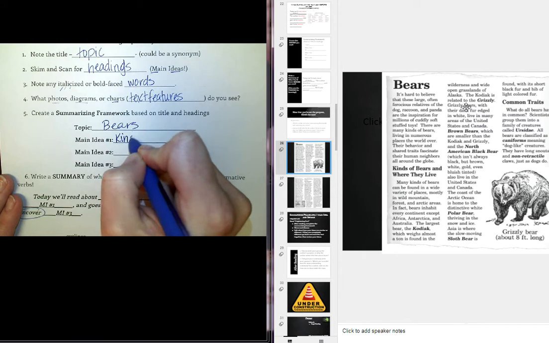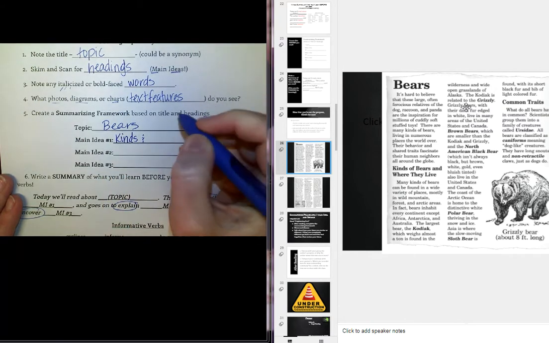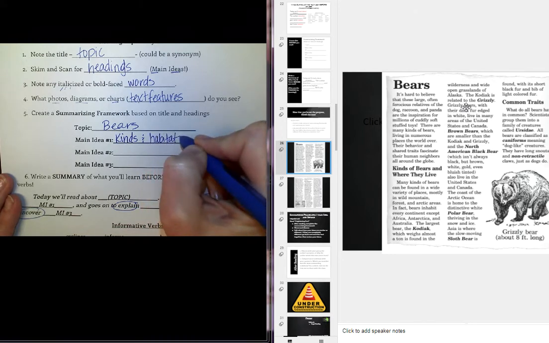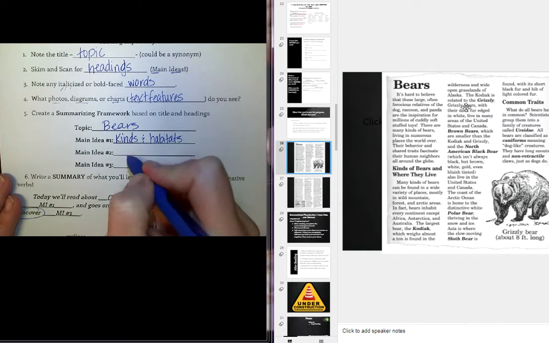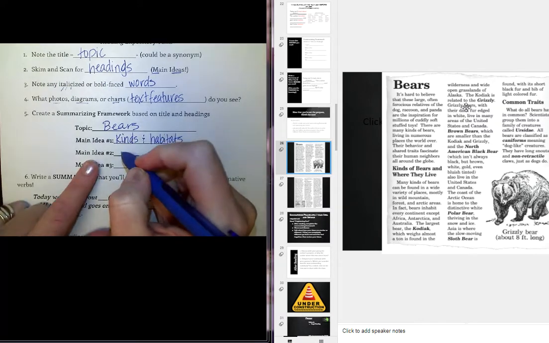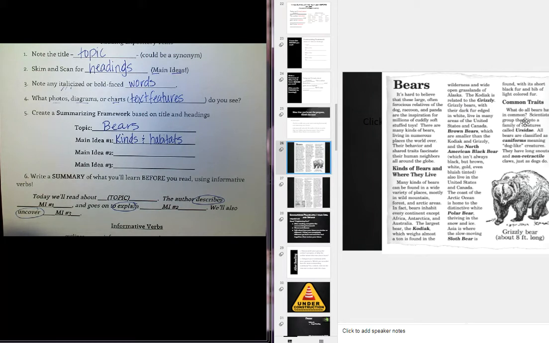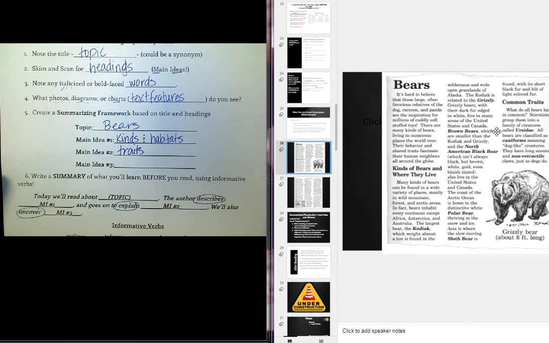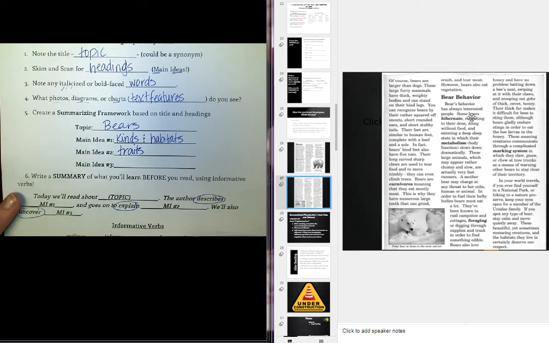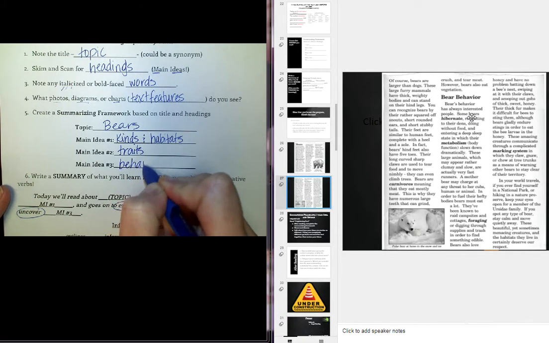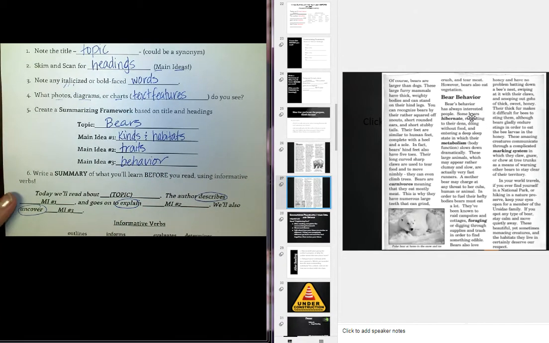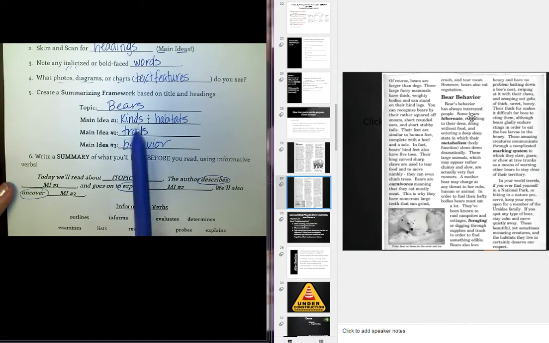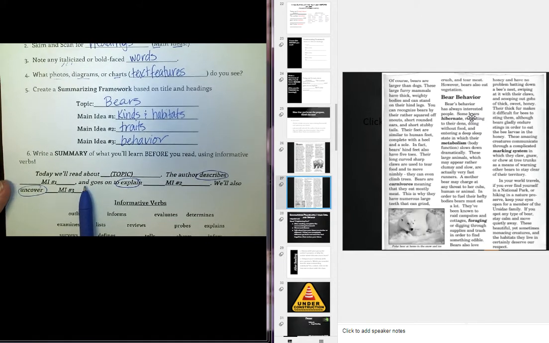So I'm just going to shorten it. There's no reason to write kinds and where they live. Another word for where they live is habitat. Kinds and habitats. My second main idea was common traits. I don't need to say common traits. I can just say traits. And then my third one was bear behavior. Behavior. Okay? Then I can come down here to my summarizing framework and I can plug in all this information to create a paragraph-like summary.